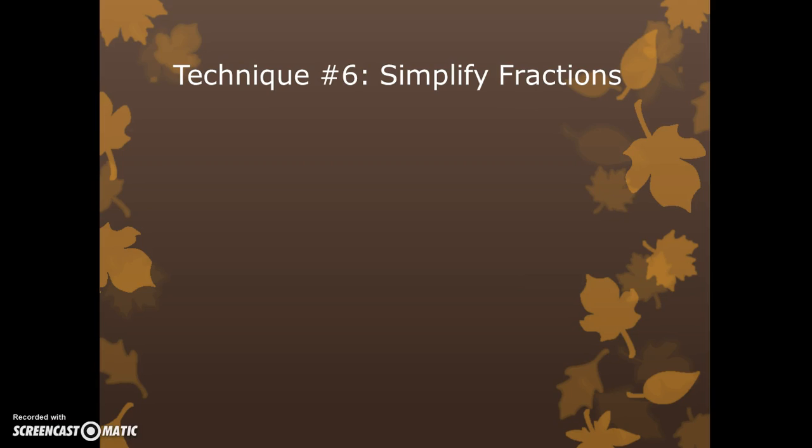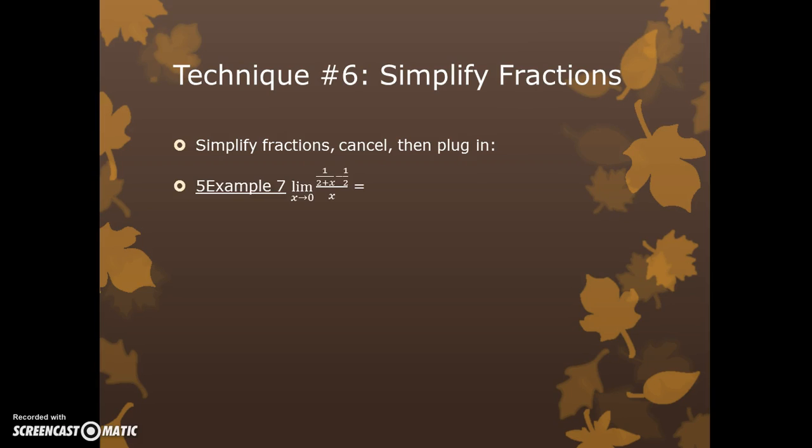Technique 6. Simplify fractions. This one gives students problems from time to time. So a technique that you can use is to simplify fractions by finding common denominators, then cancel, and then plug in. So for example, if you had limit as x goes to 0 of (1 over 2 plus x minus 1/2) over x. Notice you've got a really complicated looking function and two fractions on your numerator. So the trick is to try to find a common denominator.